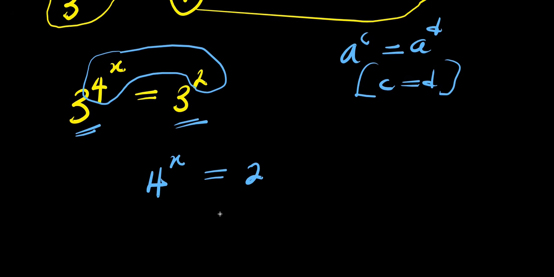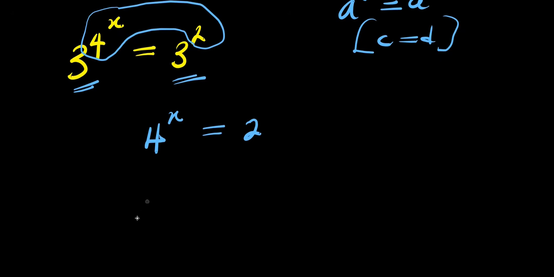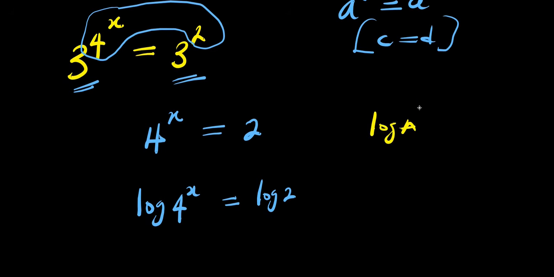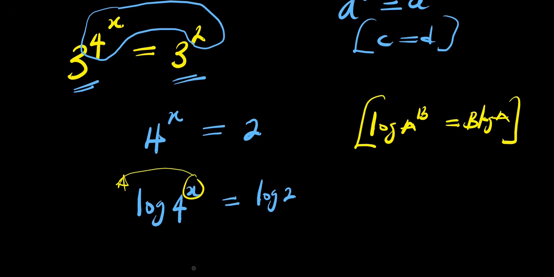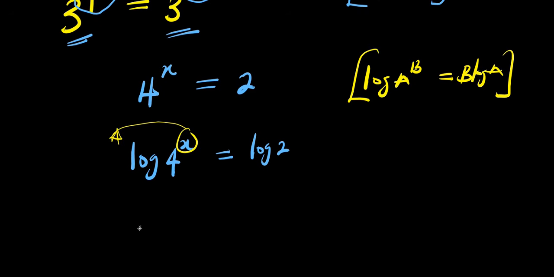Now, we can solve for x making use of log. So we have log of 4 to the power of x equals log 2. Now, according to this logarithm property, this is one method of solving it, I'm going to show you 2 different methods of solving this. Now, if you have log a to the power of b, this equals b times log a. So this x here will come in front of the log. What you are going to have is x log of 4 equals log of 2.